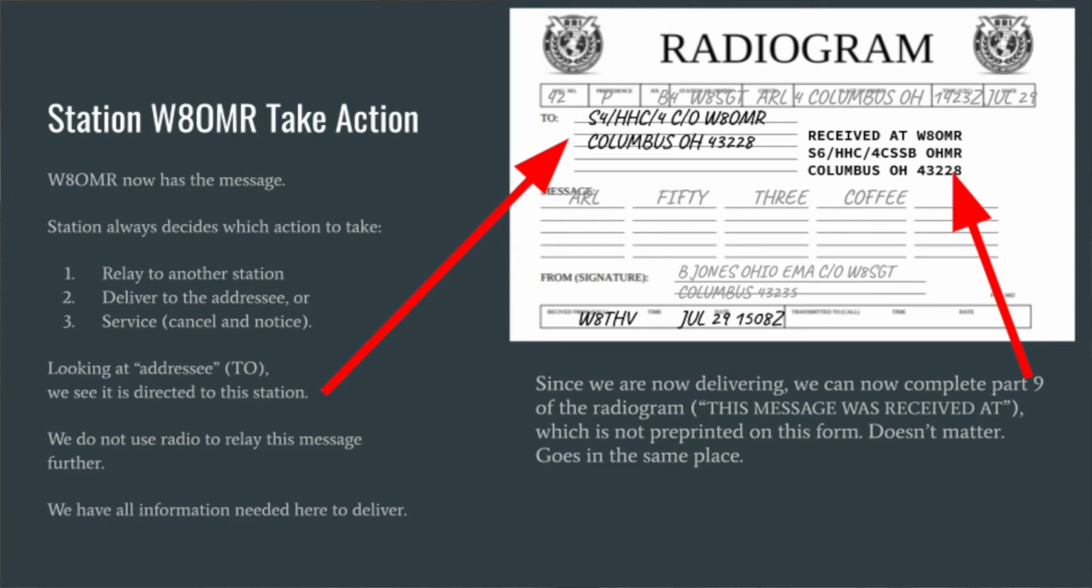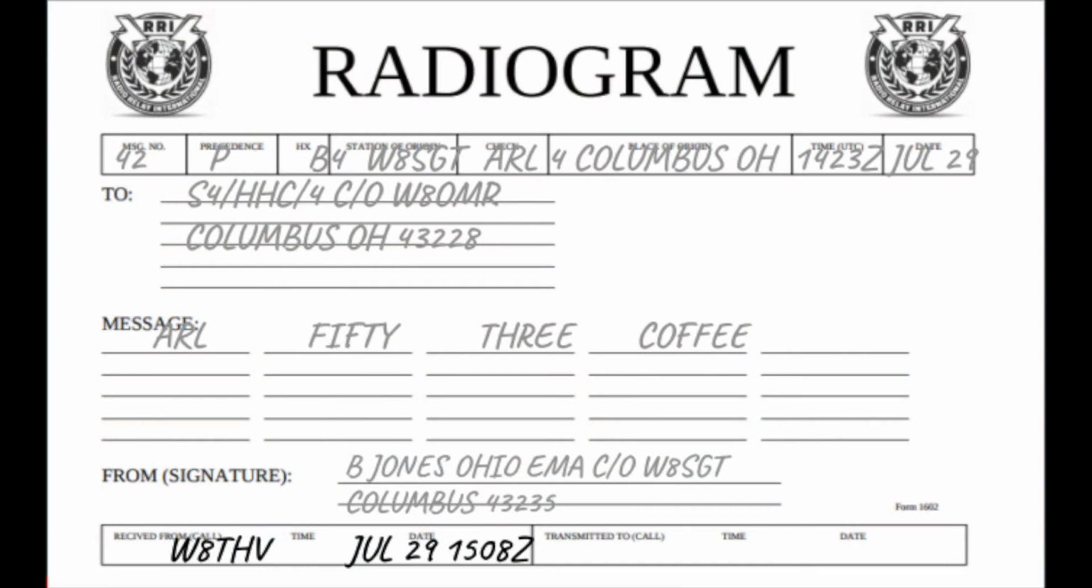We are delivering. So, W8OMR now has the message. W8OMR can read the addressee and understand how to make delivery. W8OMR has not yet made delivery, so the sent part in the bottom right remains empty. So once again, what's the status of this message? W8OMR has the message. W8OMR has the ability to make the delivery without using the radio. And so when we see in the bottom right that the sent box is empty, that means W8OMR needs to act on it. We're going to deliver.